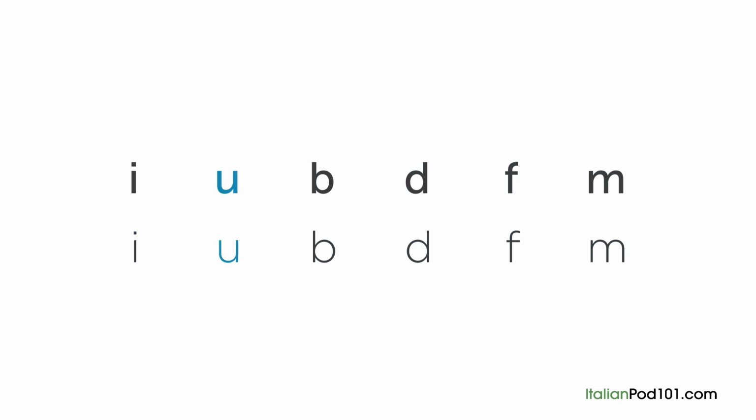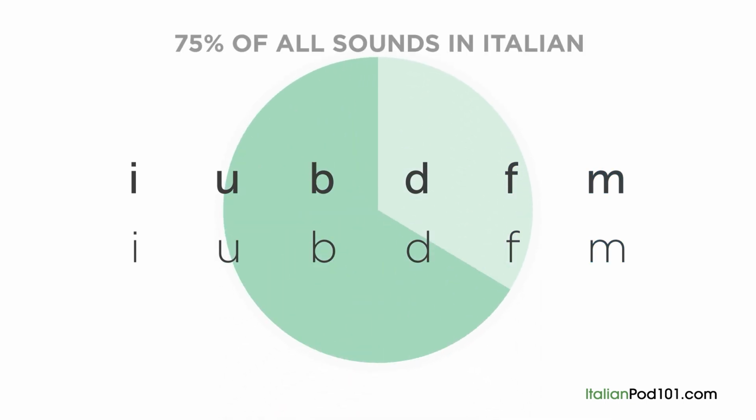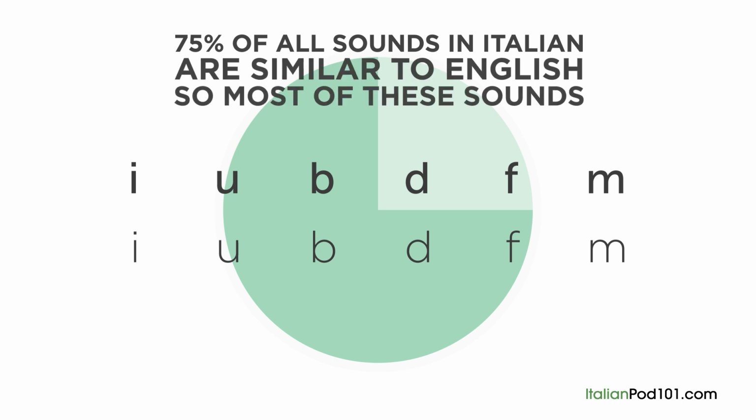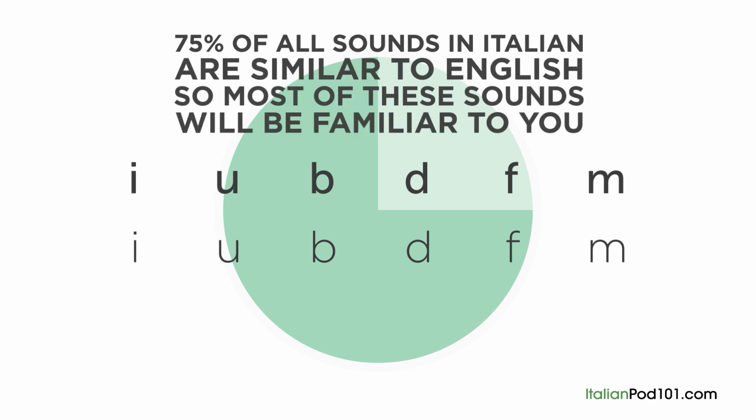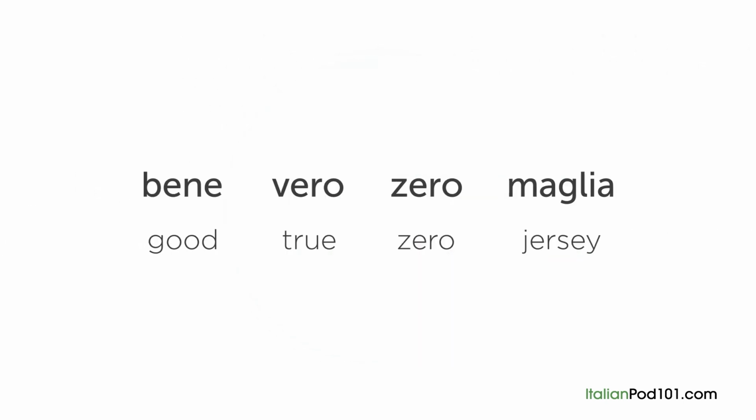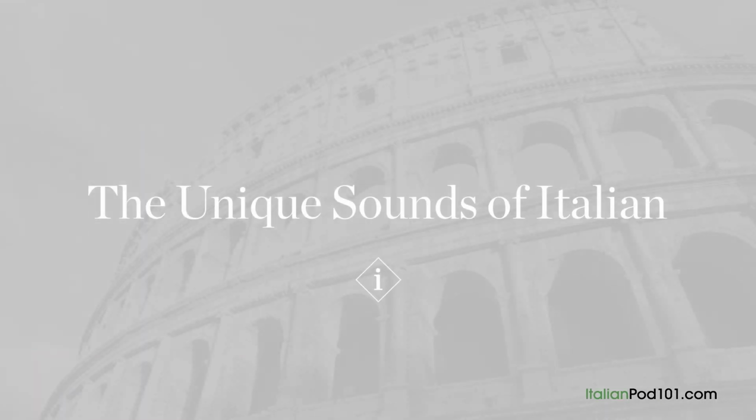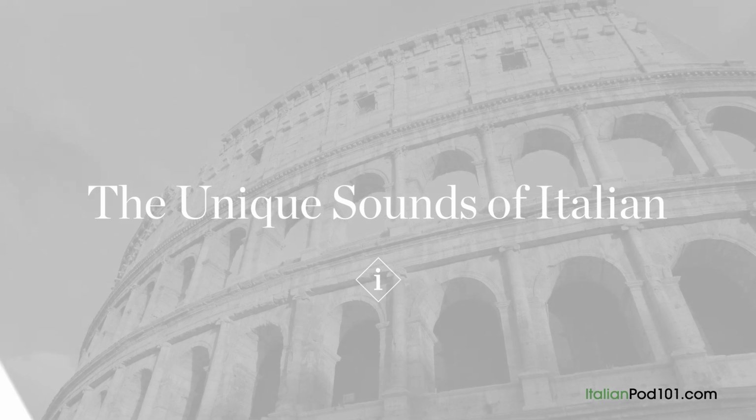I, U, B, D, F, M. In fact, 75% of all sounds in Italian are similar to English, so most of these sounds will be familiar to you. Some sounds, however, will be quite new. The good news, though, is that these will be very limited. Let's briefly take a look at some of the unique sounds of Italian.